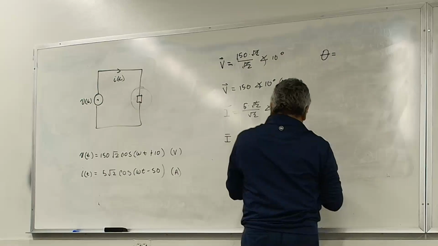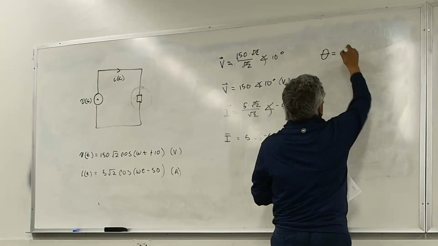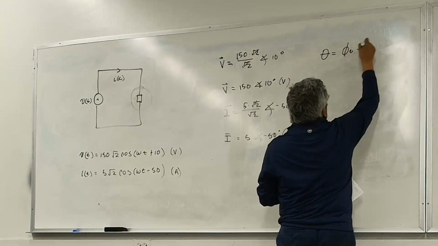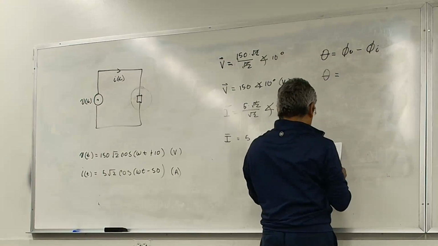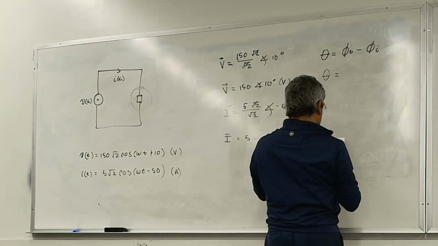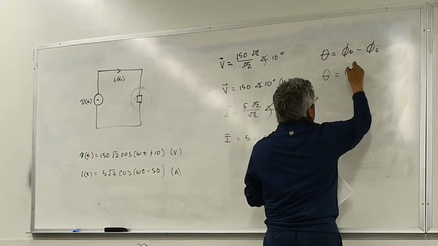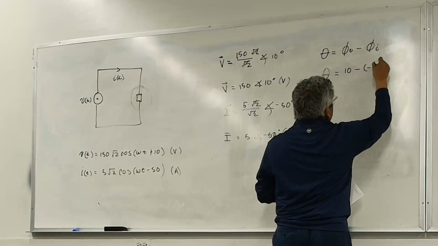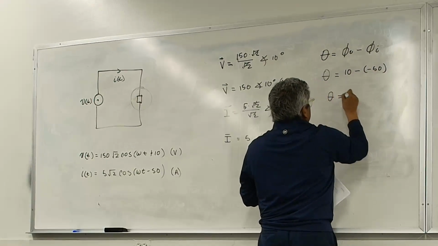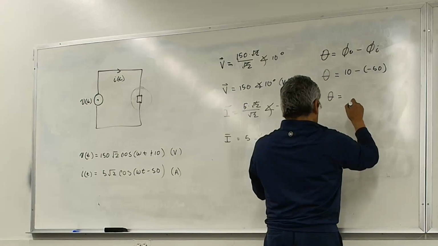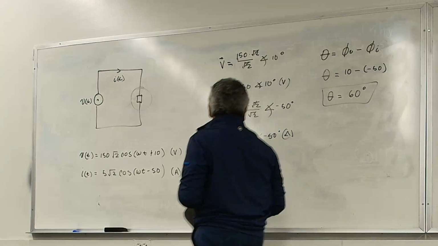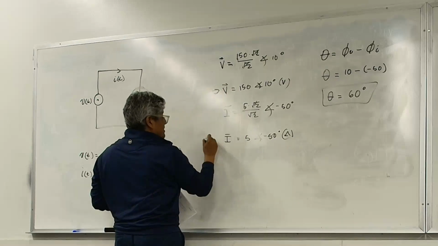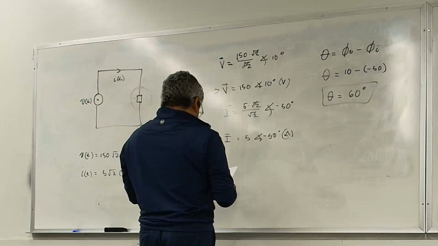In case I need it, which I will need it, I'm going to say theta is the phase of V minus the phase of I. So theta, or the phase angle for the circuit, is equal to 10 minus 50. So theta is equal to 60 degrees, right? I know theta in case I need it, and I know the two phasors, V and I.